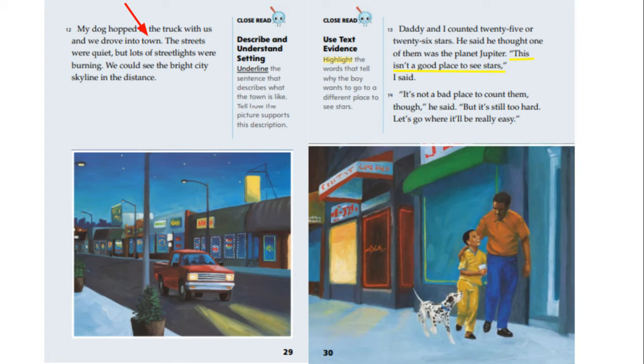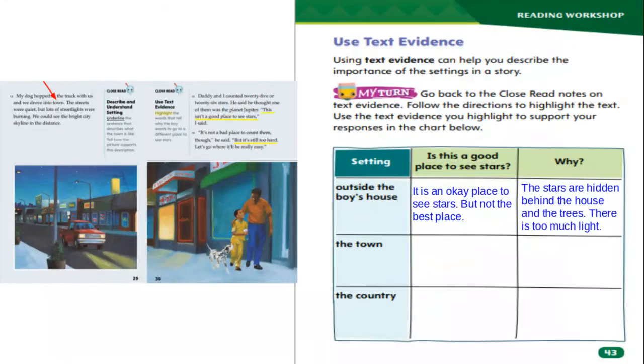look at this. This isn't a good place to see stars. We can go ahead and fill in the rest of our graphic organizer. And why? But it's still too hard. So lots of text evidence to show or to prove our answer. So let's go. The setting is the town, we're doing this together. Is this a good place to see stars? Pause and think about it. What do you think?